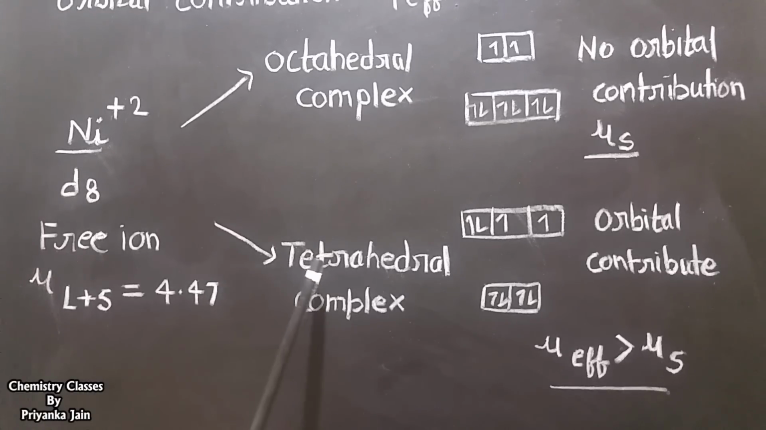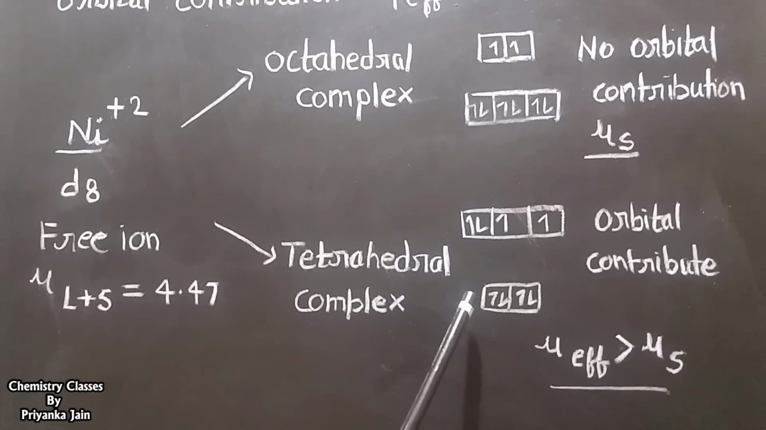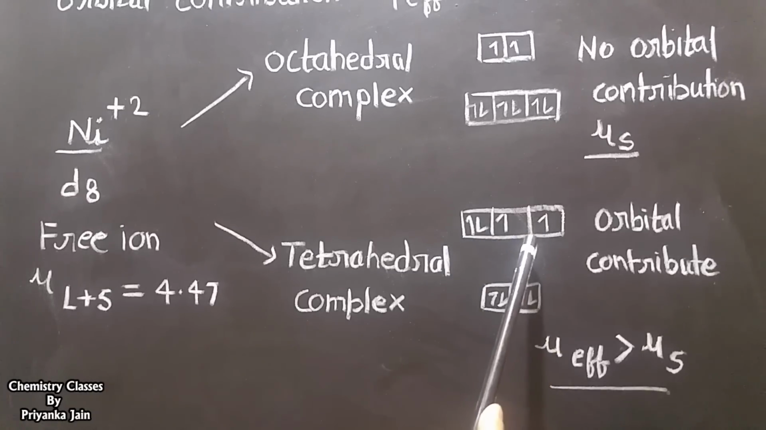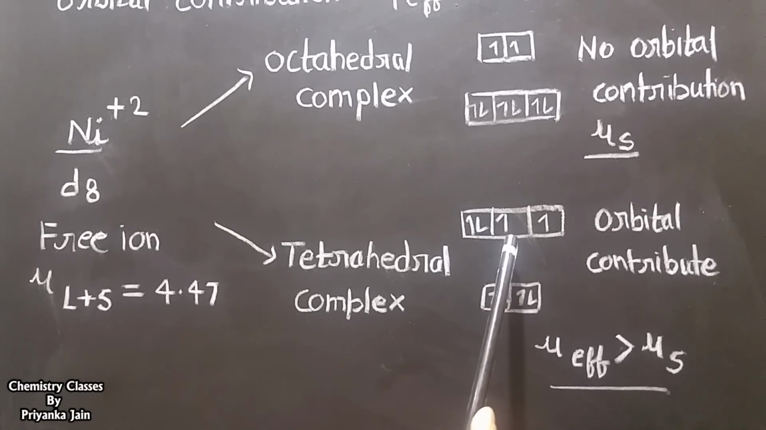Now when it makes a tetrahedral complex, as you know, in a tetrahedral complex the splitting is inverted. It means the E level is downward while the T2 level is upward, which is higher in energy. So this type of configuration is found in the tetrahedral complex, and this is the T2 level. You can see there are 2 electrons in this orbital while 1 in these 2 orbitals. So this electron with the inverted spin can find a path to rotate via this orbital or this orbital. So it can rotate and it makes a contribution towards the magnetic moment. So there mu effective will be greater than mu s.